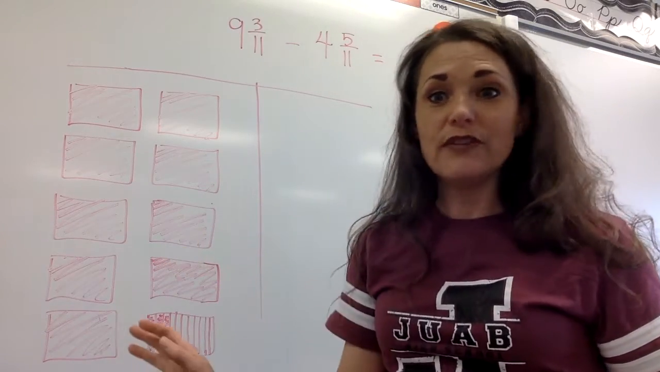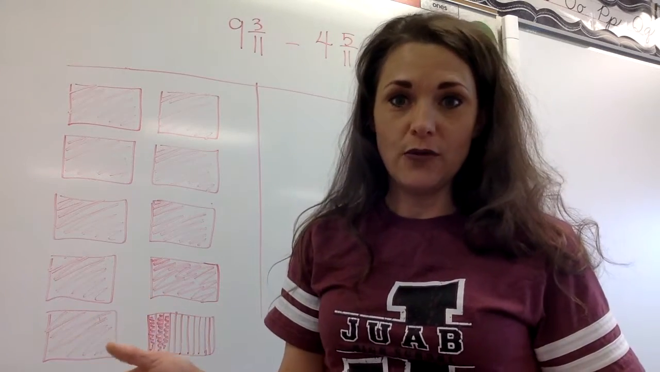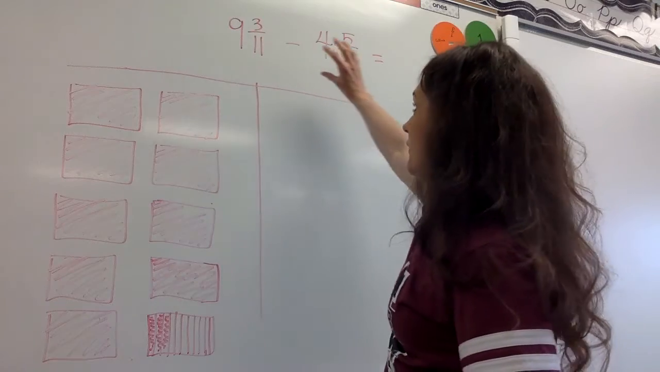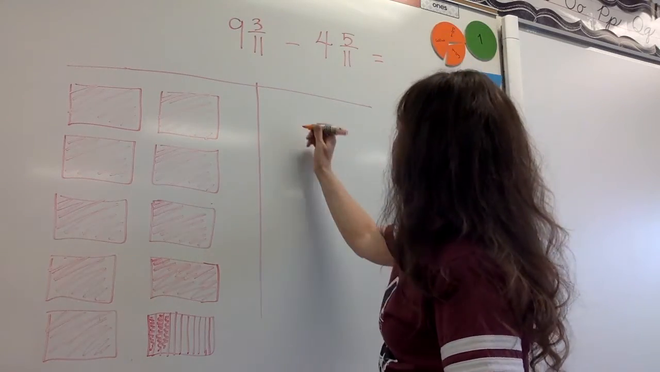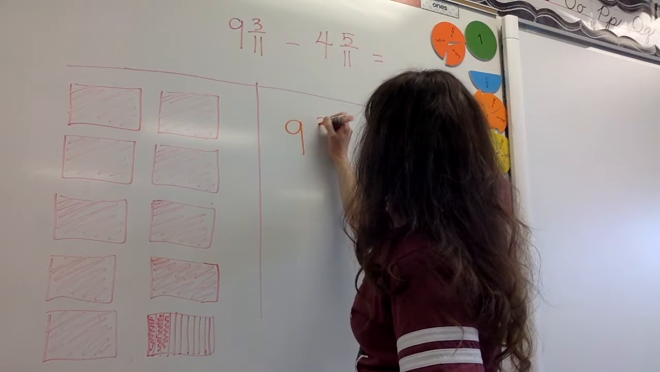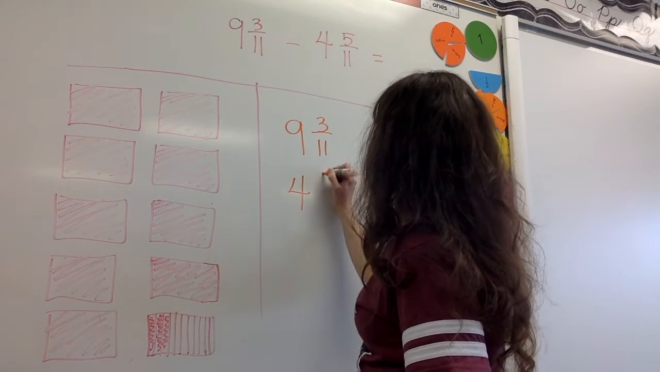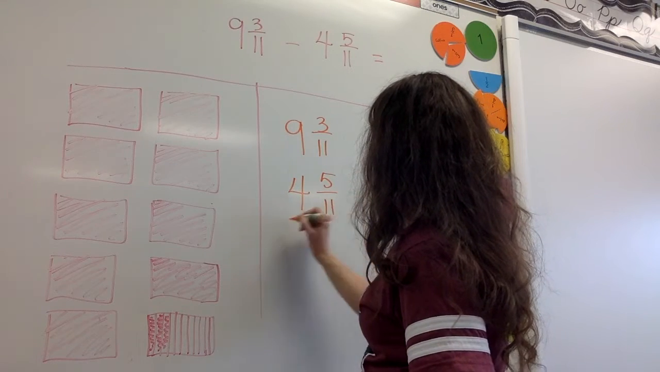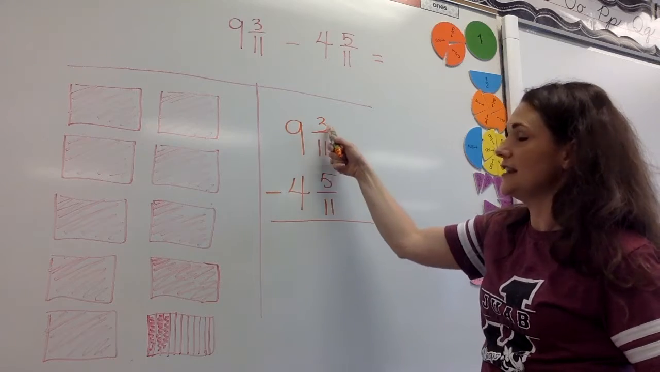I want you to move into the algorithm, and you're going to be picking which way you want to solve, whether you want to solve across or whether you want to solve down. I'm going to just stack it this way to give you a little of both in this review. We're going to do it both ways. So we are subtracting and we're starting with this 9 and 3/11.